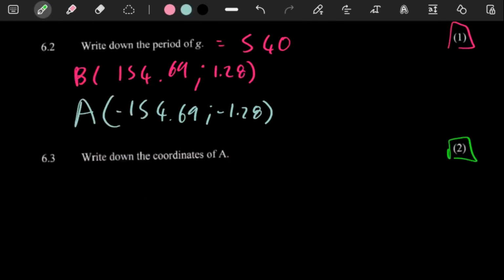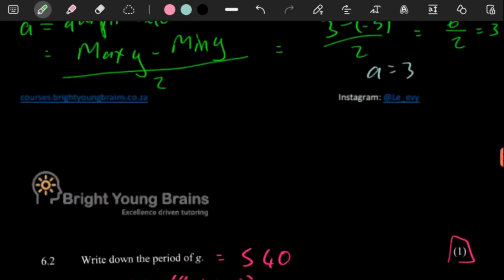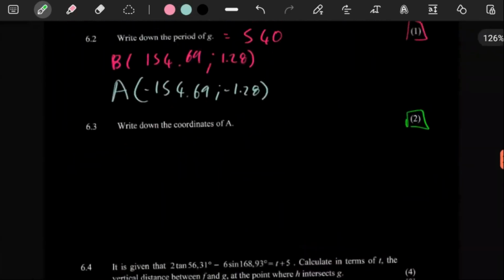So 2 here says write down the coordinates of A. Writing down the coordinates of A. Did I just do the same question twice?